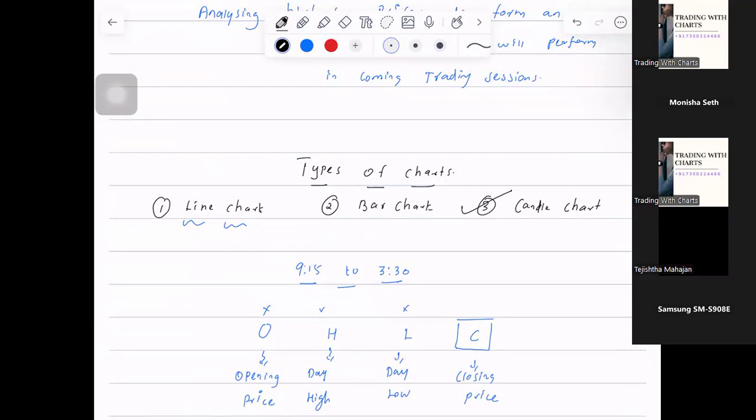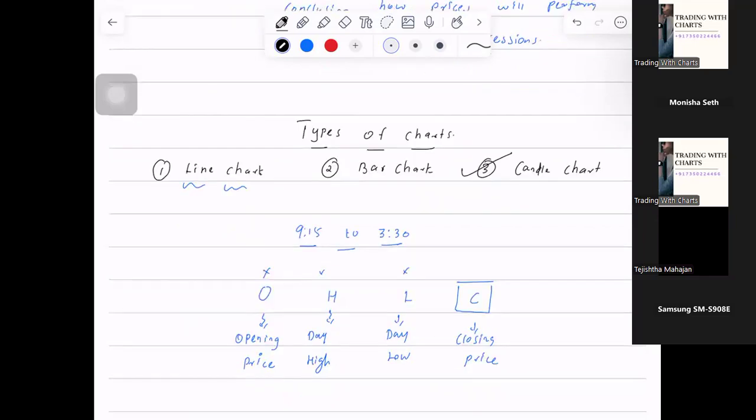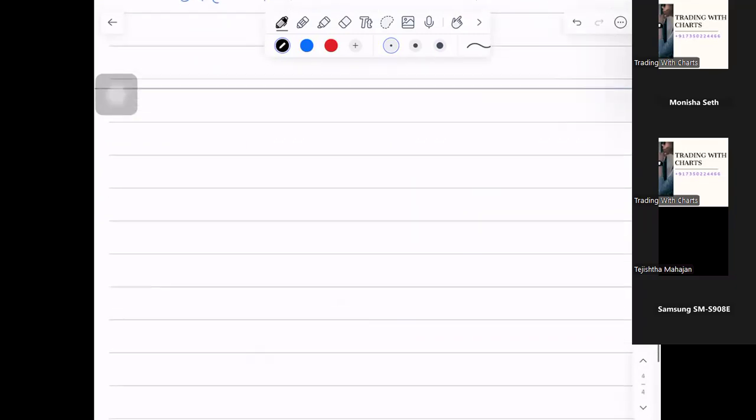And we will also learn candle patterns. There are a total of 10 patterns, and I will discuss them with you. Out of 10 patterns, 5 will be buy signals and the remaining 5 will be sell signals. So first, let me give you the introduction to candle.